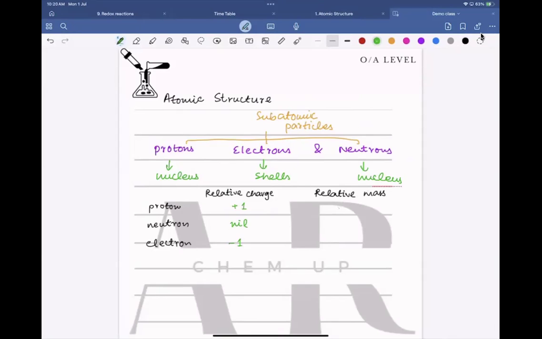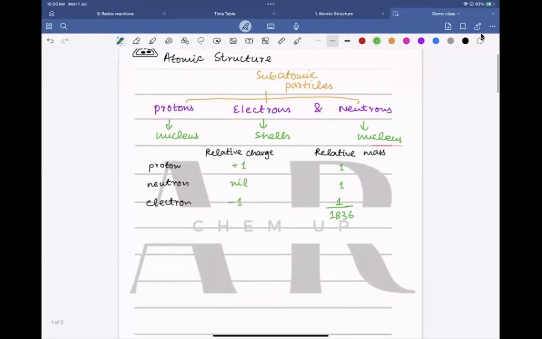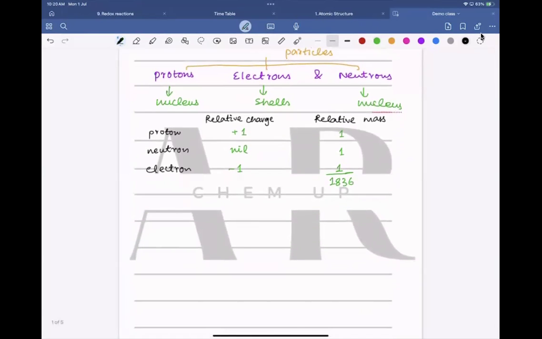And in the same way, the relative mass of proton is 1, the relative mass of neutron is 1, and the relative mass of electron is 1/1836, which means that the mass of electron is 1836 times smaller than the mass of proton. Is this understandable, Alishma? Yes, sir.